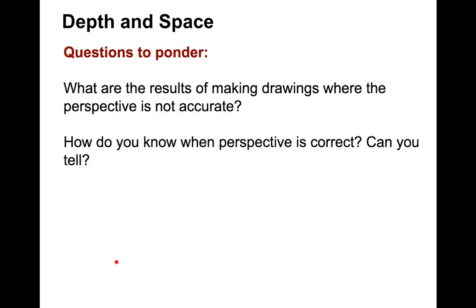So here's some questions for you to think about. What are the results of making drawings or paintings where the perspective is not accurate? Because some of the ones I just showed you weren't accurate, but they're still really interesting paintings and drawings, and maybe they're actually more interesting because they're inaccurate sometimes. So how do you know when perspective is correct? Can you tell when it's correct? Well, maybe sometimes you can tell, sometimes you can't. But look for these 4 things when you want to be able to see if things have accurate perspective.